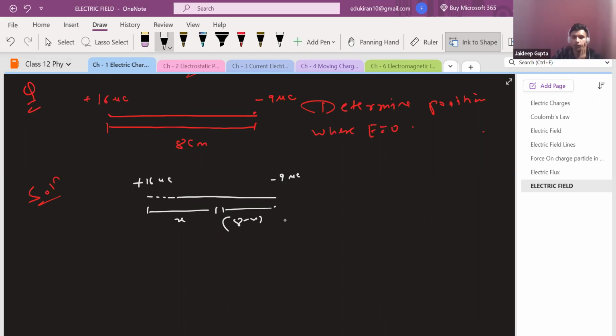Hiram, just let me know one thing. Where do we have to assume the charge, where do we have to assume the point? If we assume it between, somewhere midway between these two charges, let it be here. Okay.